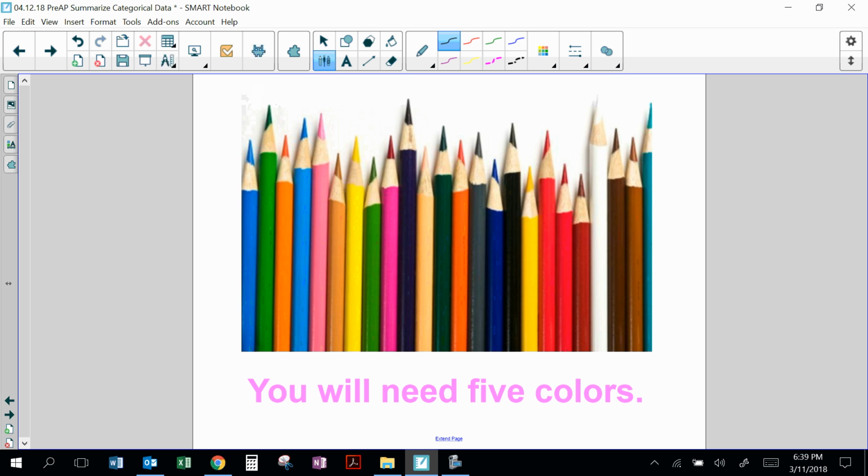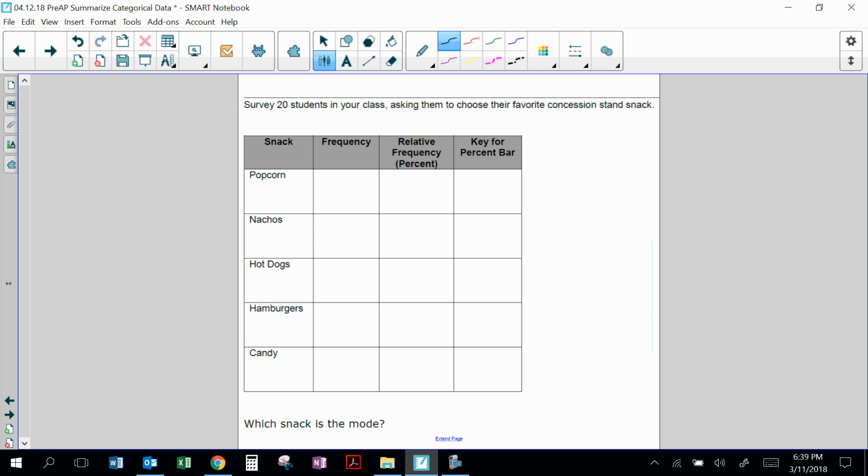All right, so for today's activity, you will need 5 colors. So go get 5 colors. I will use my 5 highlighters. We're going to be surveying 20 students in our class and asking them, what is your favorite concession stand snack? If you were at the movie theater and you had to purchase either popcorn, nachos, hot dogs, hamburgers, or candy, what would you choose?